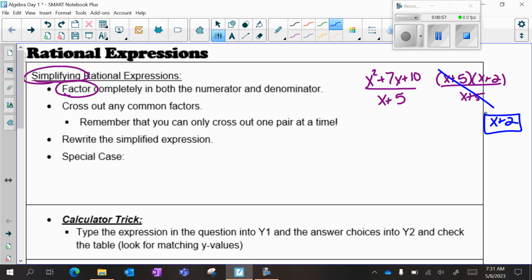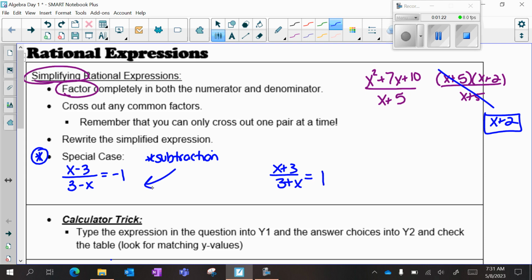However, please remember there is a special case. If I have something like x minus 3 over 3 minus x, it's subtraction, and it's the exact opposite. That gives me -1. But if it's addition, x plus 3, 3 plus x, that equals 1. So only for subtraction do you have the special case.